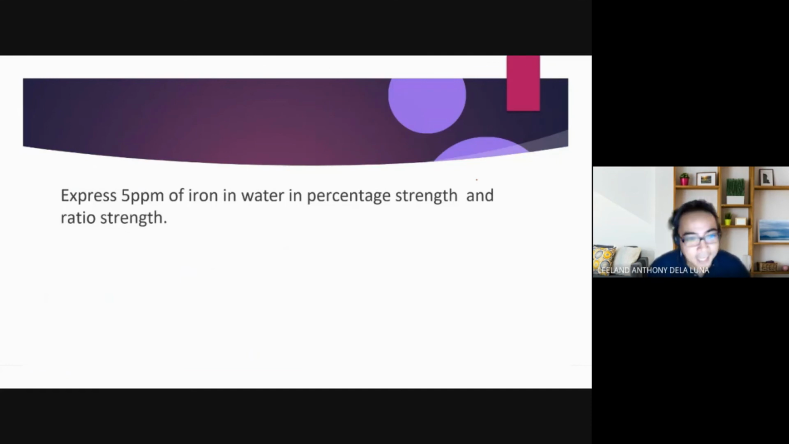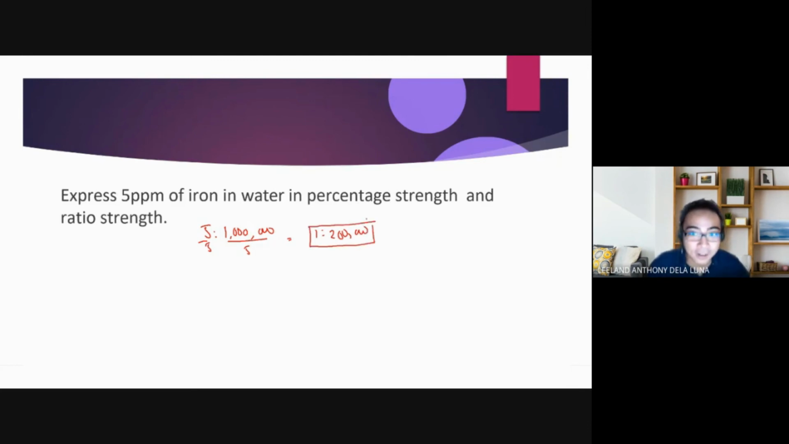So ito lang naman siya eh. Express 5 parts per million of iron in water in percentage strength and ratio strength. Now normally class, if you do this as ratio strength, ganito itsura niyan. 5 parts per million, so that's 5 is to 1 million. If I'm going to express this as ratio strength, divide both sides by 5. Parang lalabas is 1 is to 200,000. 1 is to 200,000.